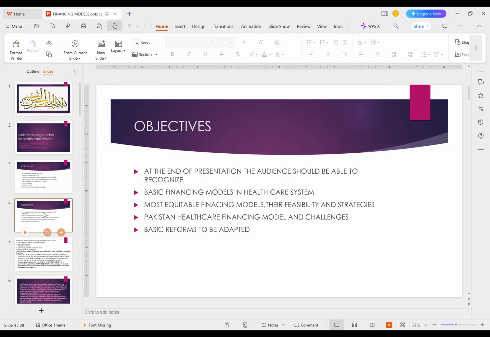Today's objectives are that the audience should at least be able to recognize the basic financing models in healthcare systems, the most equitable financing models, their feasibility and strategies, Pakistan healthcare financing models and challenges, and the basic reforms to be adapted.